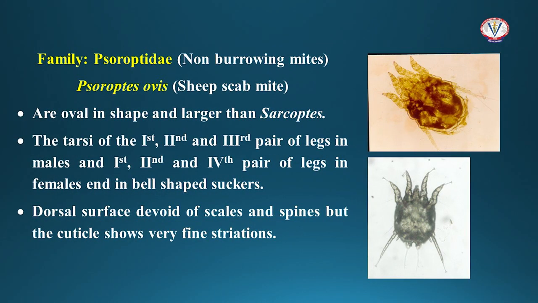Family Psoroptidae, these are non-burrowing mites. Psoroptes ovis, the sheep scab mite. These are oval in shape and are much larger than Sarcoptes. The tarsi of the first, second and third pair of legs in males and first, second and fourth pair of legs in females end in bell-shaped suckers. Dorsal surface is devoid of spines or scales, but the cuticle shows very fine striations.